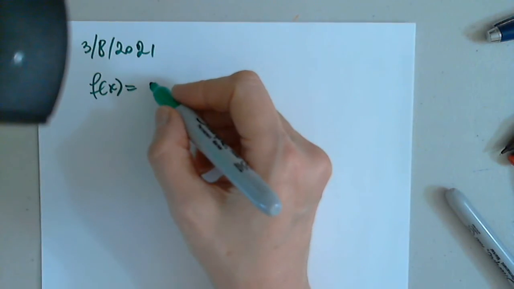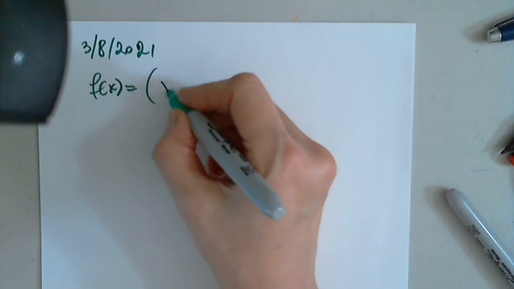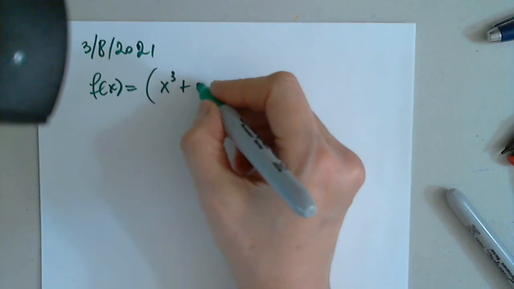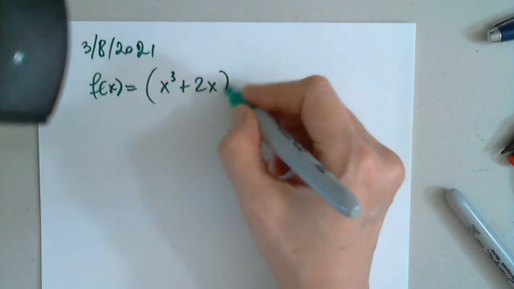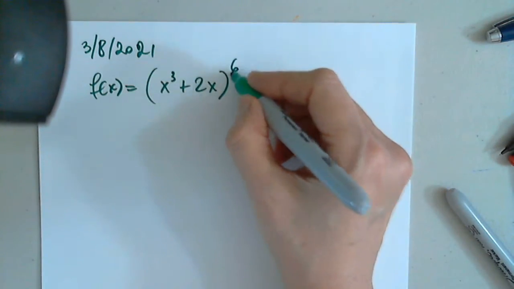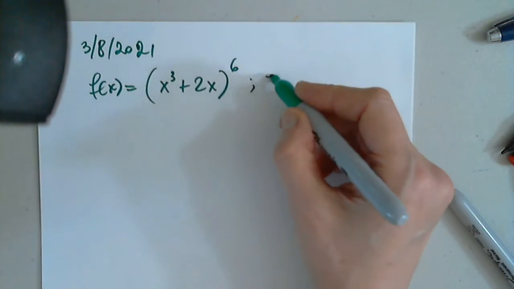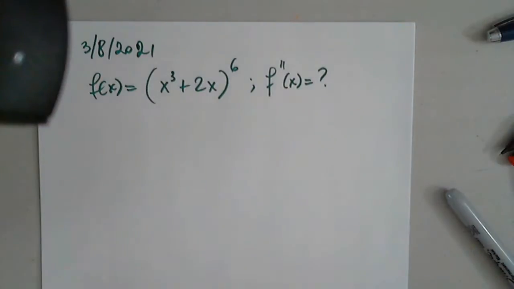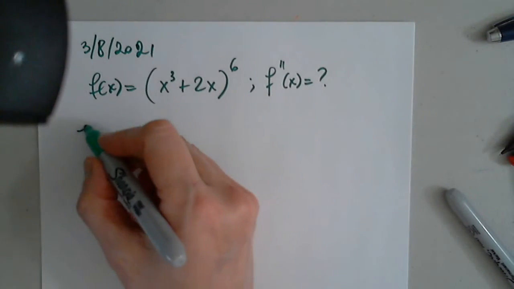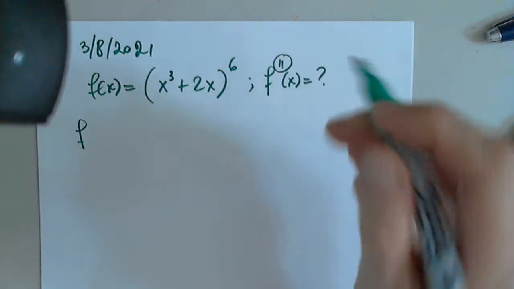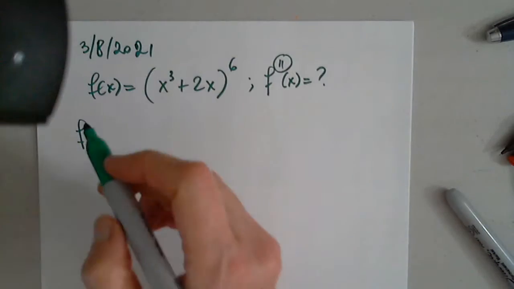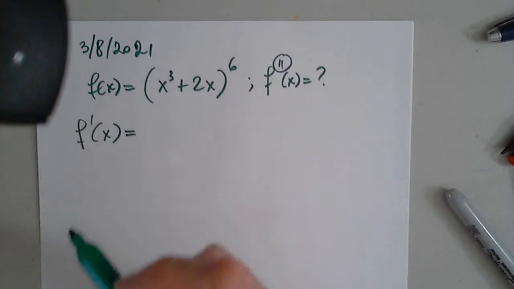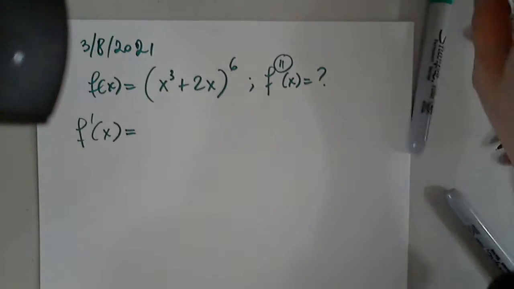into parentheses x cubed plus 2x close parentheses to the power 6. And we're asked to find the second derivative? Yes. Okay, perfect. Very good example. Stop me if you have questions anytime. So first, I cannot determine the second derivative if I don't determine the first. So would anyone like to help find the first derivative?